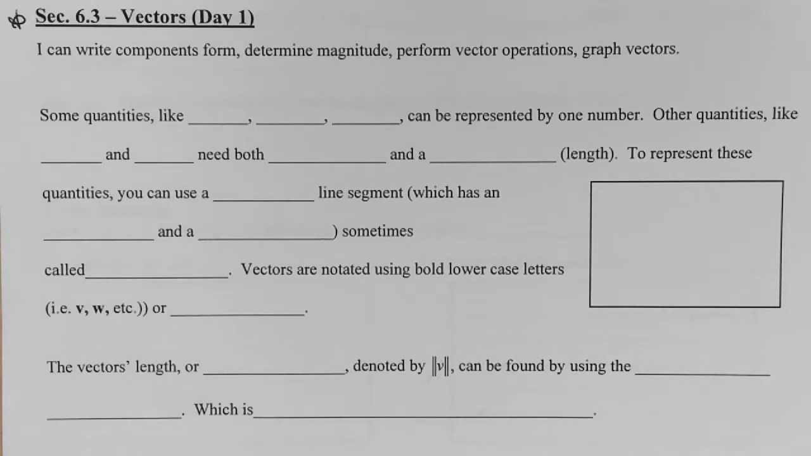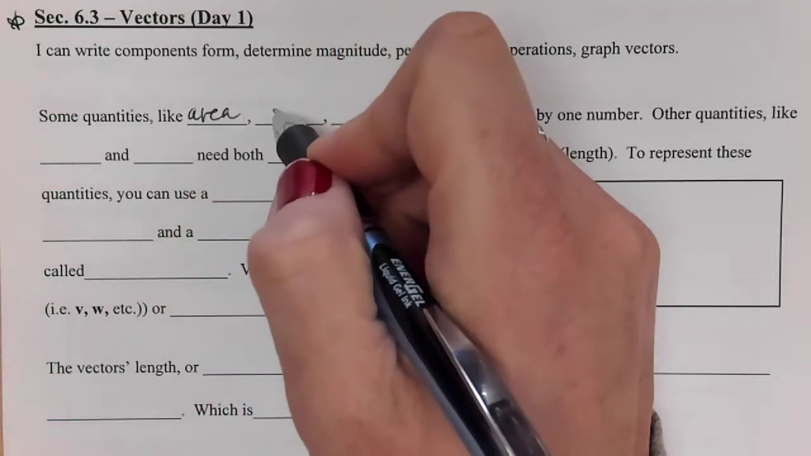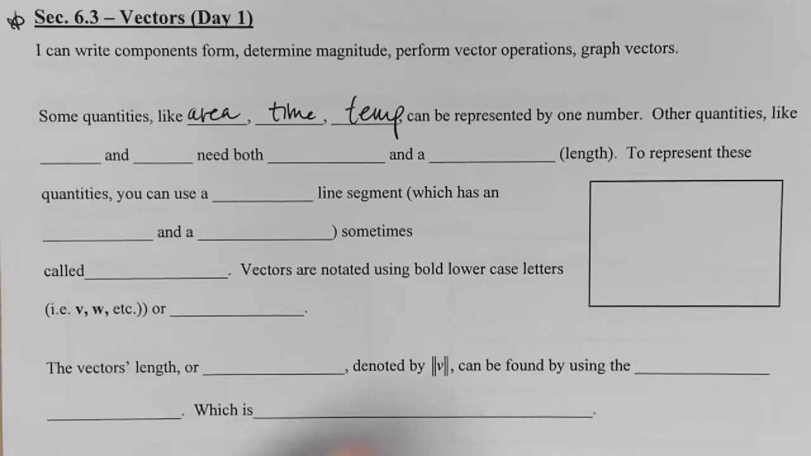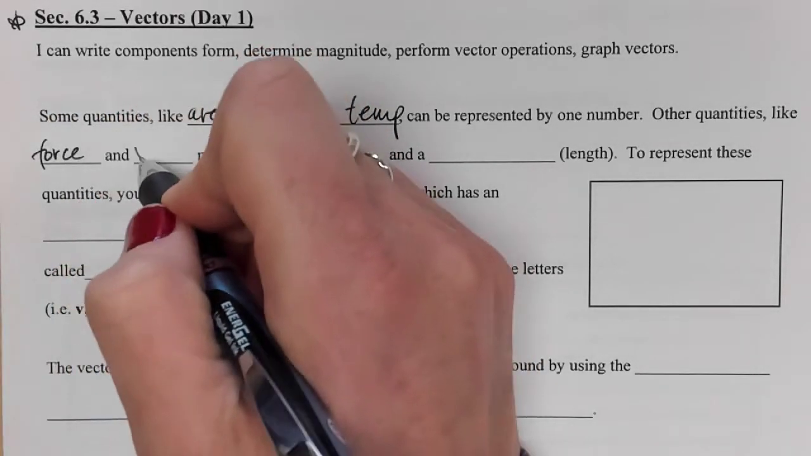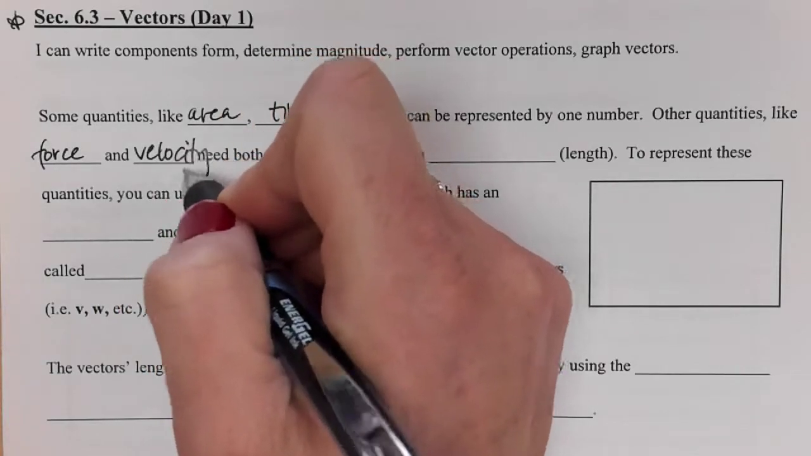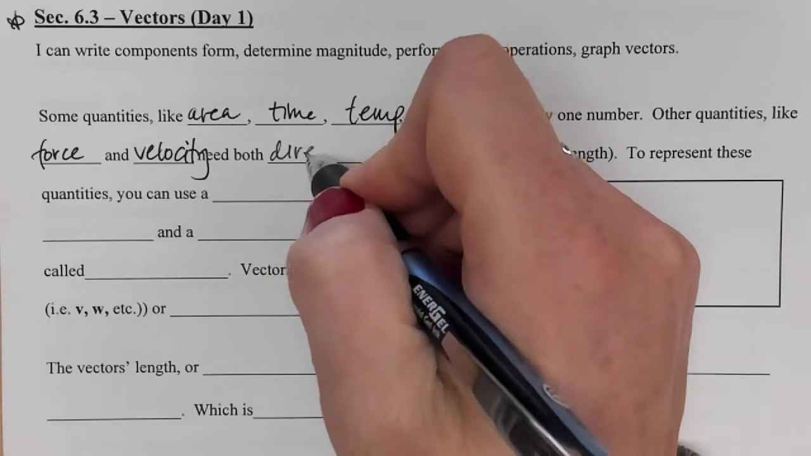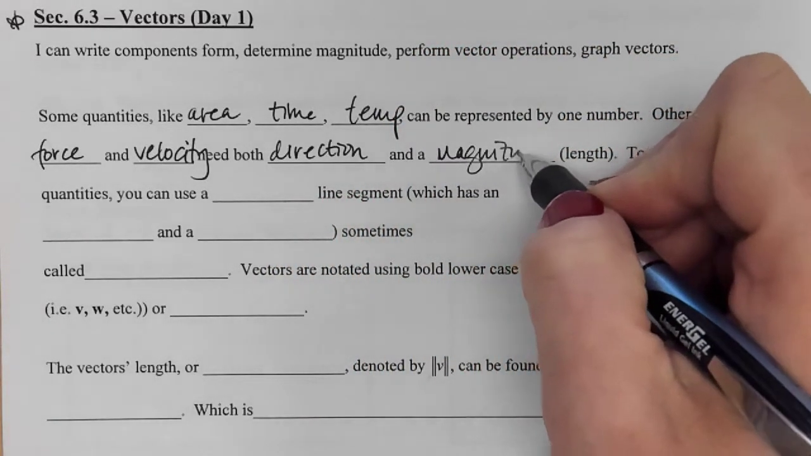And it's not just what the things mean, but how to find them or what formula to do. So let's start and then I'll give you an example. Some quantities like area, time, temperature can be represented by one number. Other quantities like force and velocity need both a direction and a magnitude.